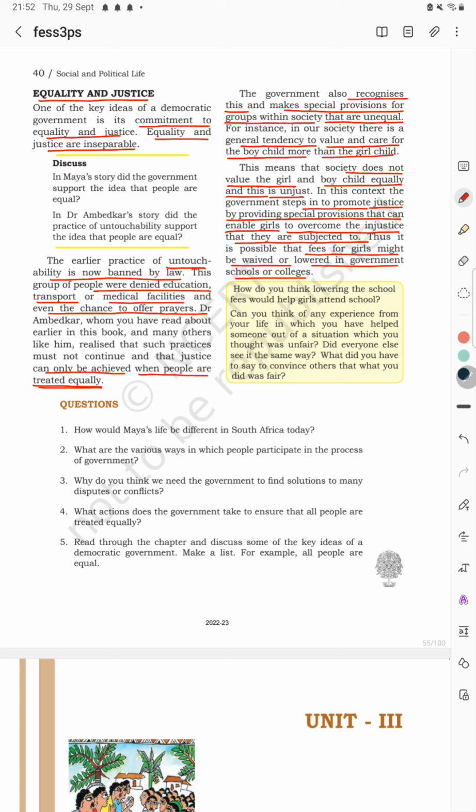One of the schemes to enable girls to overcome the injustice they are suffering was बेटी बचाओ बेटी पढ़ाओ, and selfie with daughter. So basically there are so many schemes which are directed towards the girls to overcome the injustice.